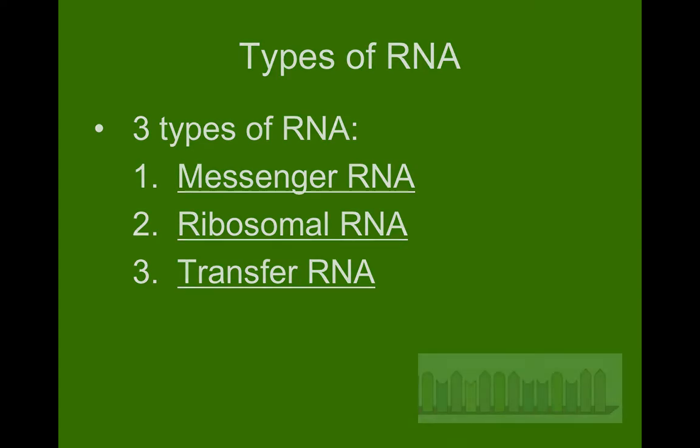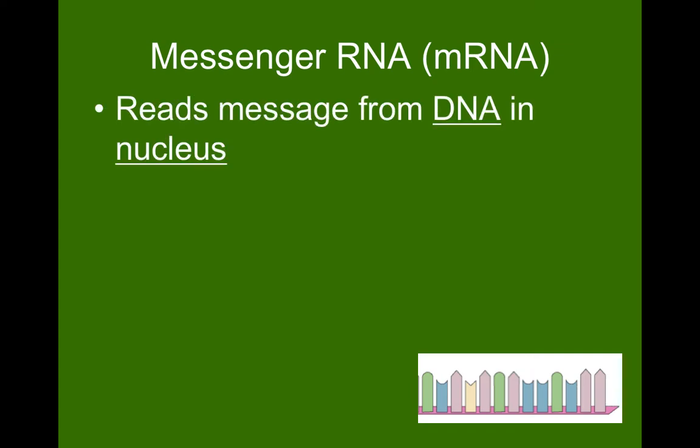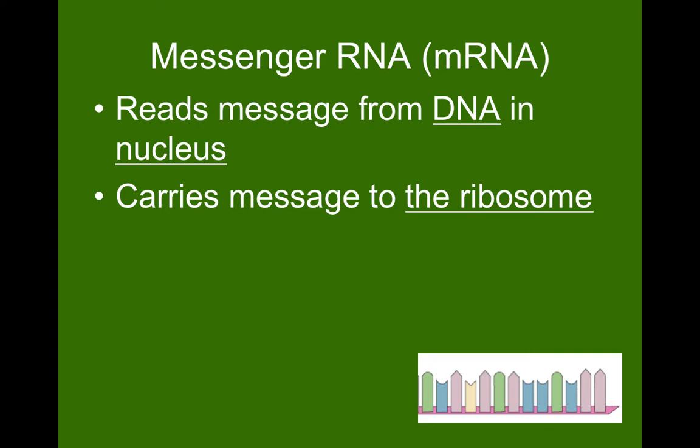So the first type of RNA we're going to look at here is messenger RNA, and messenger RNA is often abbreviated with a little m in front of RNA, and that stands for specifically messenger RNA. Its job is to read the message from the DNA in the nucleus. So it actually will partner up with DNA. It will match up its code, and we will talk about that in another video. But it reads the message from the DNA, and it takes that message out to the ribosome. Remember, the ribosome is that site of protein synthesis.